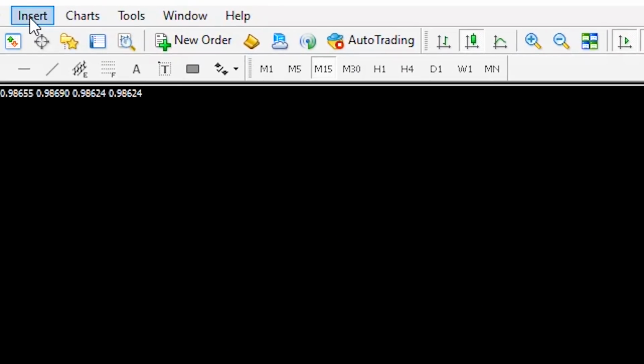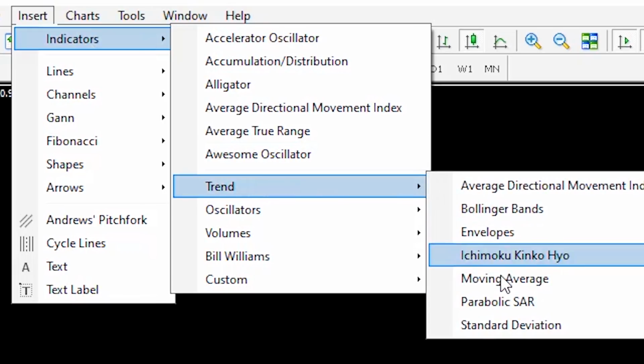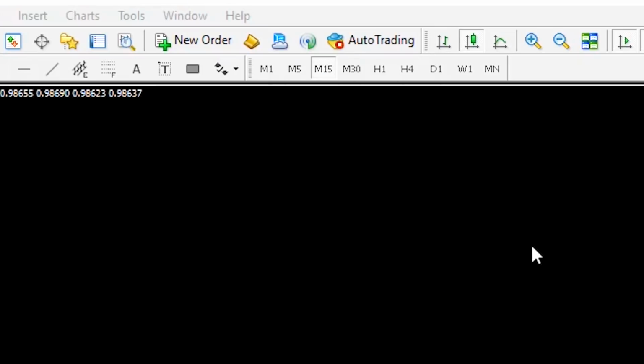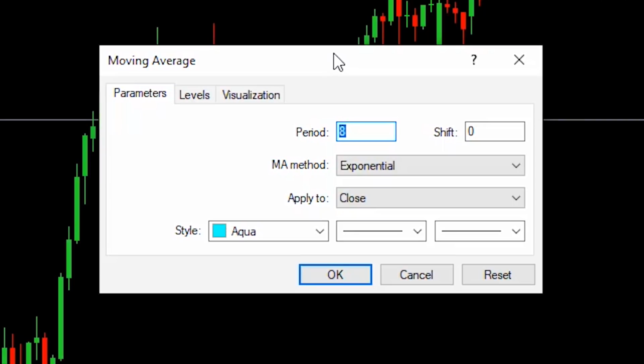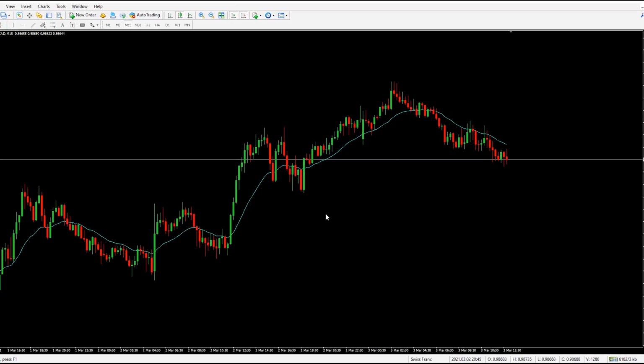So first off, we go to Insert, Indicators, Trend, and select Moving Average, and that will bring up a panel where you can select the different moving averages and the time period. That's basically the look back, how many candles the average is being worked out over. So here we have got an 8-period exponential moving average. I'll change that, say, to 20. Exponential, clicked there, and we'll make this a light blue, so aqua color, and we'll put that on there. So that's the exponential moving average.